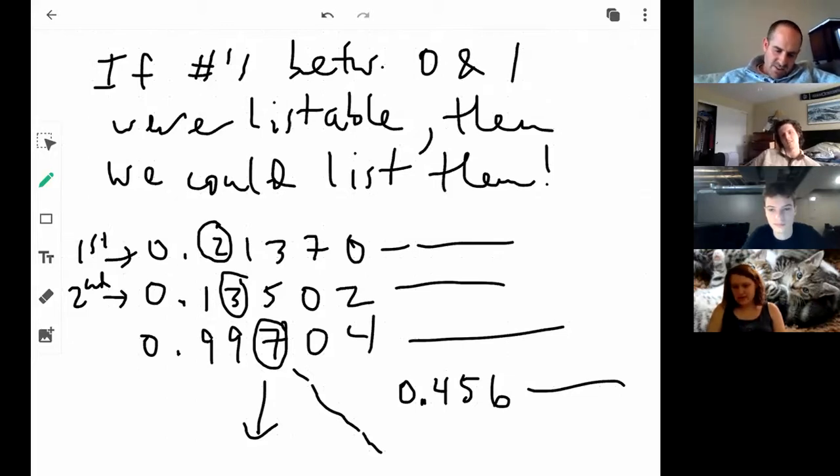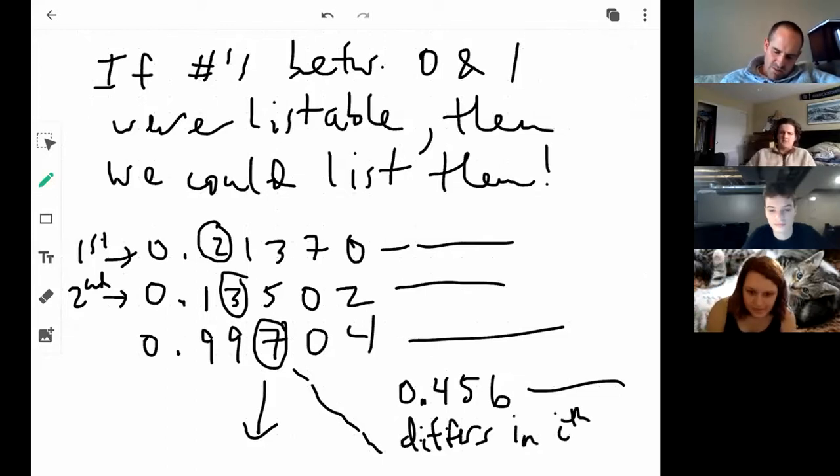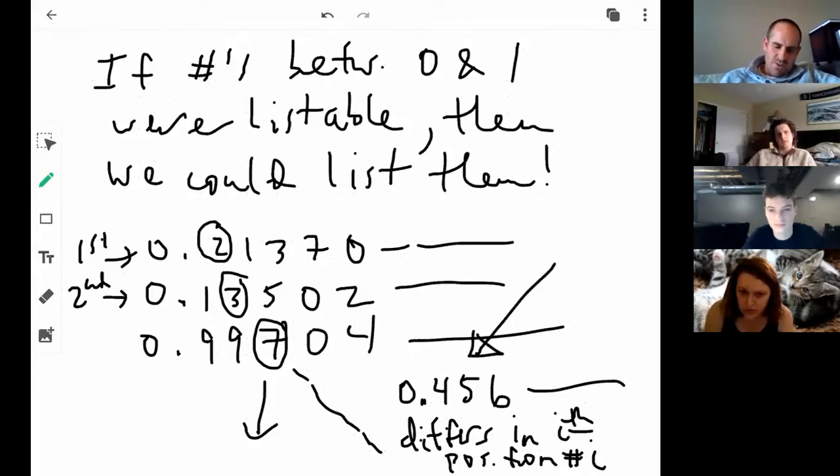So this differs in the ith position from number i, right? So from the ith number. So is this thing in the list? No, this thing is not in the list.